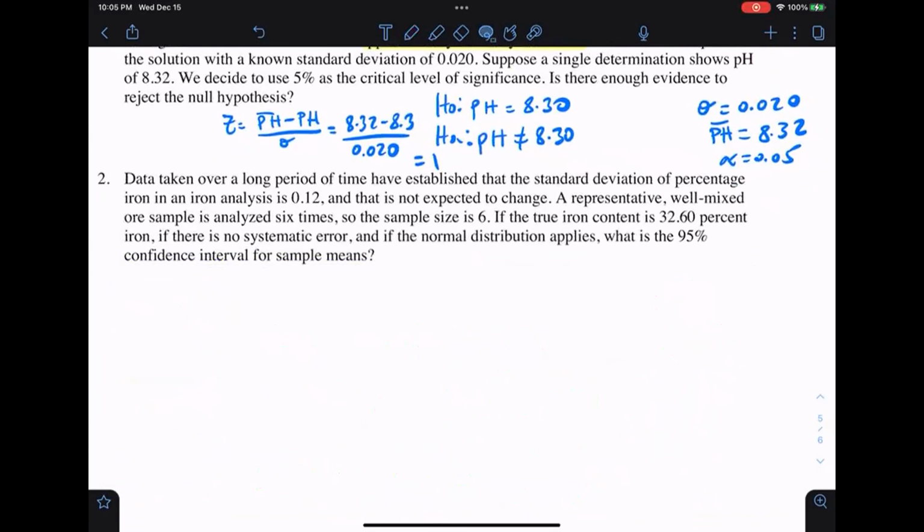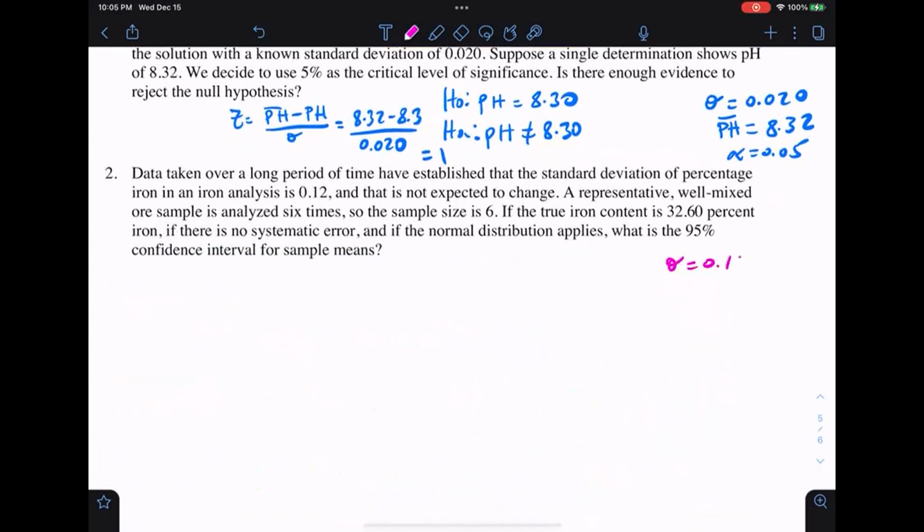This is a confidence interval, right? Data taken over a long period of time have established that the standard deviation of percentage in an iron analysis is 0.12, and that is not expected to change. A representative, well mixed sample is analyzed 6 times. If the true iron content, so that's the mean, is 32.60% iron, and if there is no systematic error and if the normal distribution applies, what is the 95% confidence interval?